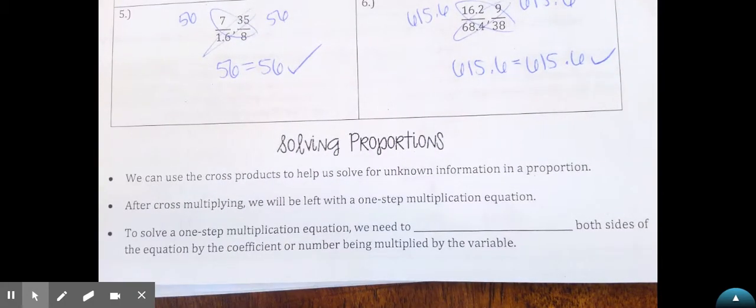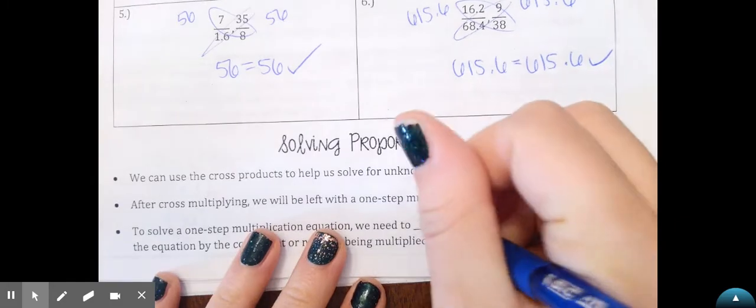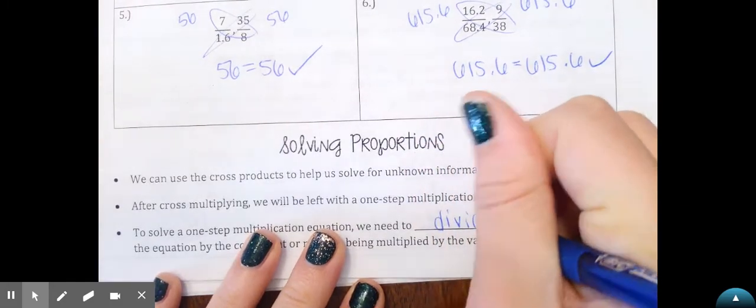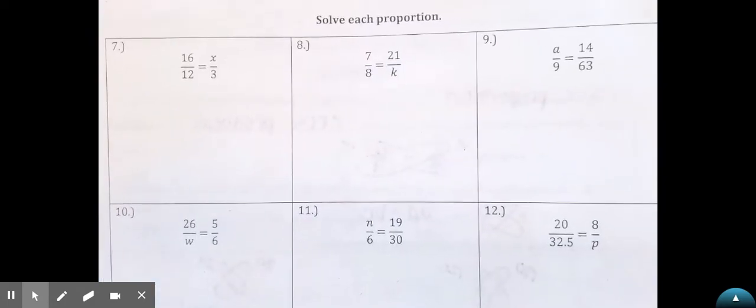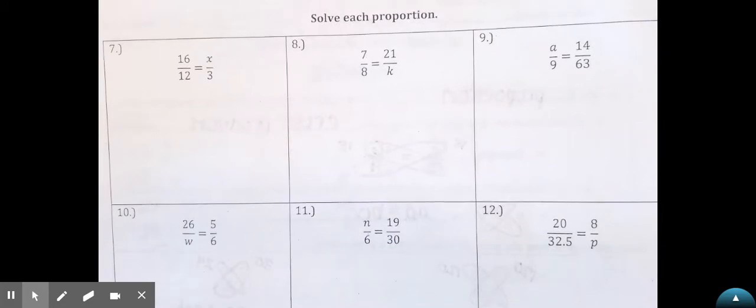So now we're going to use this idea of cross products to solve proportions. We can use the cross products to help us solve for unknown information in a proportion. After cross multiplying, we will be left with a one-step multiplication equation. To solve a one-step multiplication equation, we need to divide both sides of the equation by the coefficient, or the number being multiplied by the variable. So here we're going to solve each problem. We have proportions. One of the spots is missing. So we're going to use the idea of cross products to solve for the unknown.